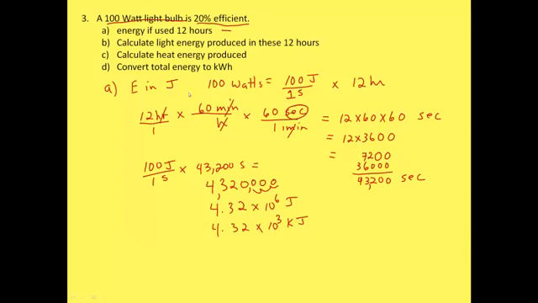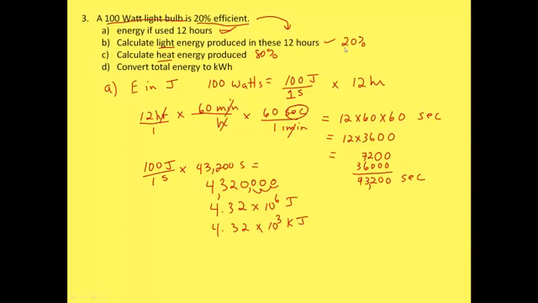Now that was for the A answer, how much energy is used in 12 hours. You got that done. Now calculate the light energy and the heat energies that are being produced in these same 12 hours. Well, we have to look up at 20% efficient. That means 20% is used for light and 80% goes to heat. So we take this information and use it in these two problems.